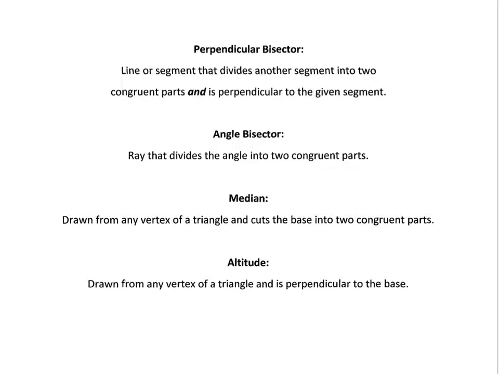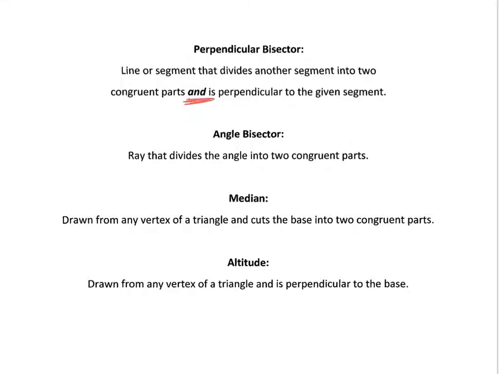Okay, so in this video we're going to talk about some basic things and then move on to some more difficult things. But these are definitions that you should already know. Perpendicular bisector: a line or a segment that divides the segment into two congruent parts, and, keyword being and, is perpendicular to a given segment.